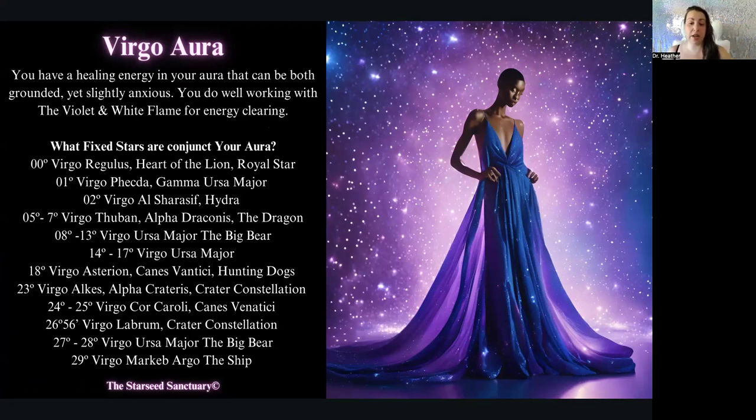Then we want to look and see for natal asteroid aura in Virgo, what are the fixed stars that are conjunct your natal aura? About 0 degrees is going to be Regulus, the heart of the lion, one of those royal stars. 1 degree is going to be Ursa Major. 2 degrees will be one of the stars in Hydra. 5 to 7 degrees is going to be the main star in Draco the dragon, Thuban or Alpha Draconis. Now, this star has, I think, some controversy connected to it, but very connected to the guardian angelics, the seraphim angelics, as well as the original dragon elementals.